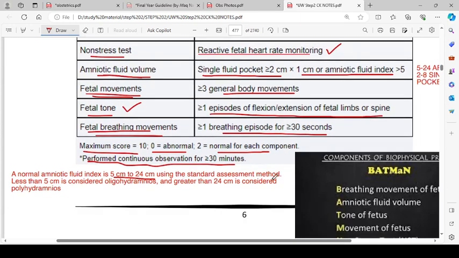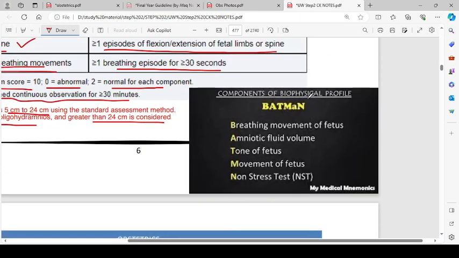Okay, using the standard assessment method, less than 5 centimeters is considered oligohydramnios and greater than 24 centimeters is considered polyhydramnios. Here you can see components of biophysical profile can be remembered by the mnemonic Batman.